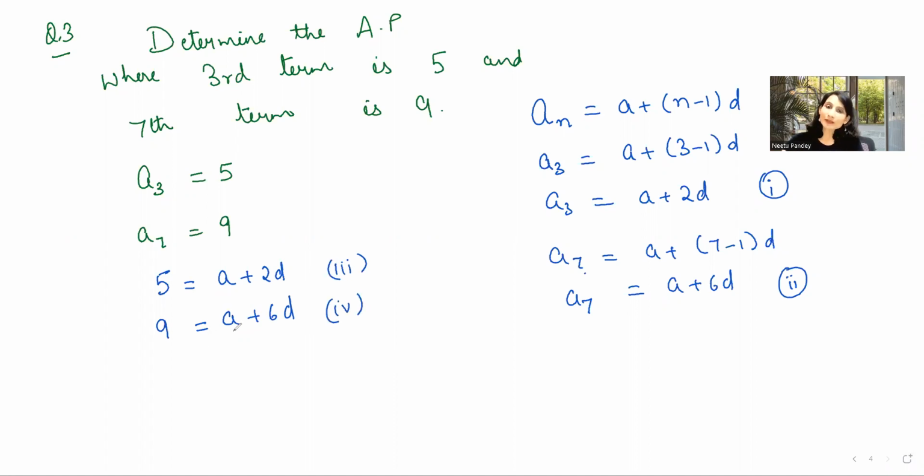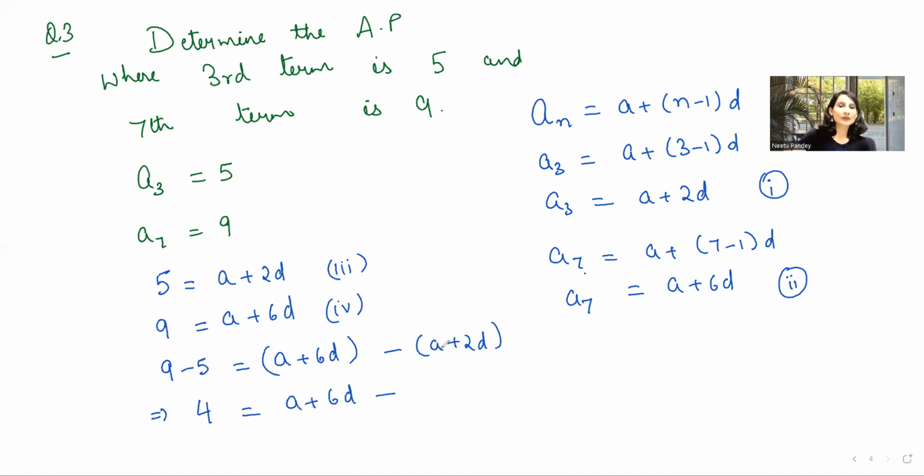So we can subtract both the equations. Subtracting equation 3 from 4 we will get 9 minus 5, and it will be (a plus 6d) minus (a plus 2d). Right, so it will be 9 minus 5 is 4, and you open the brackets carefully. We have negative term before the bracket, so sign of the terms will change. It is minus a minus 2d. So when you cancel, you will get 4 is equal to 6d minus 2d, like terms, we can subtract them. It will be 4d.